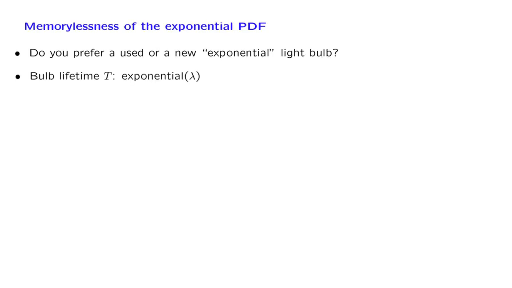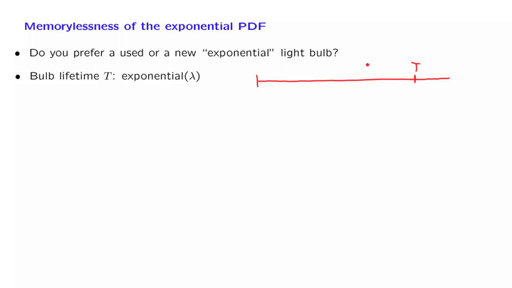You go to a store and you are given two choices: to buy a new light bulb or to buy a used light bulb that has been working for some time and has not yet burned out. Which one should you take? We want to approach this question mathematically, so let us denote by capital T the lifetime of the bulb. So time starts at time 0, and then at some random time that we denote by capital T, the light bulb will burn out, and we assume that this random variable is exponential with some given parameter lambda.